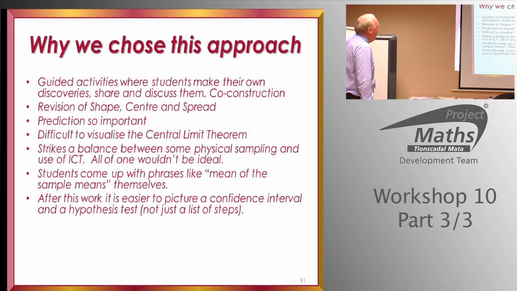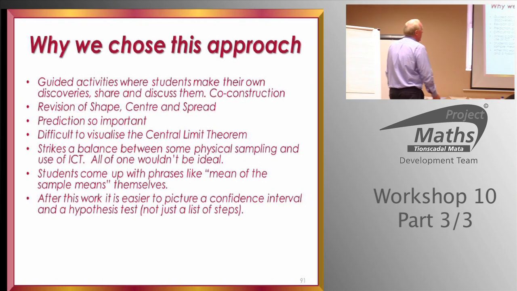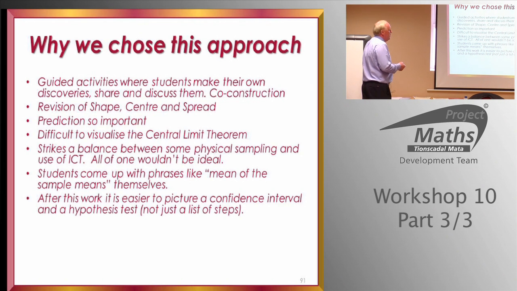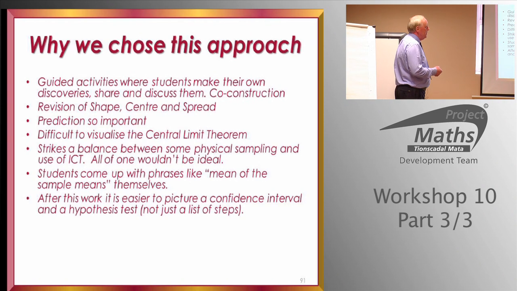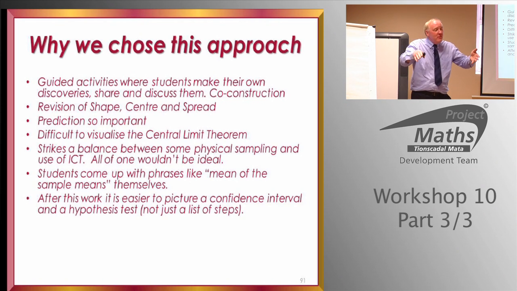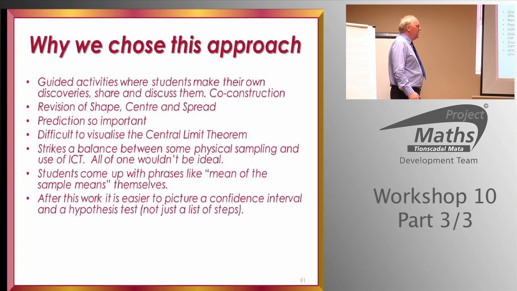Okay? Now, why did we choose this approach? Well, we had guided activities. They'd make their own discovery, share, co-construction. Revision of shape, center, spread. Prediction was important there. It's difficult to visualize the central limit theorem, but I think now, between the proportions and this one, we have an idea where it came from. It strikes a balance between physical sampling and ICT. All in one wouldn't be ideal. Students come up with the mean of the sample means themselves. Okay, and it's easier to picture a confidence interval and a hypothesis, not just a list of steps.